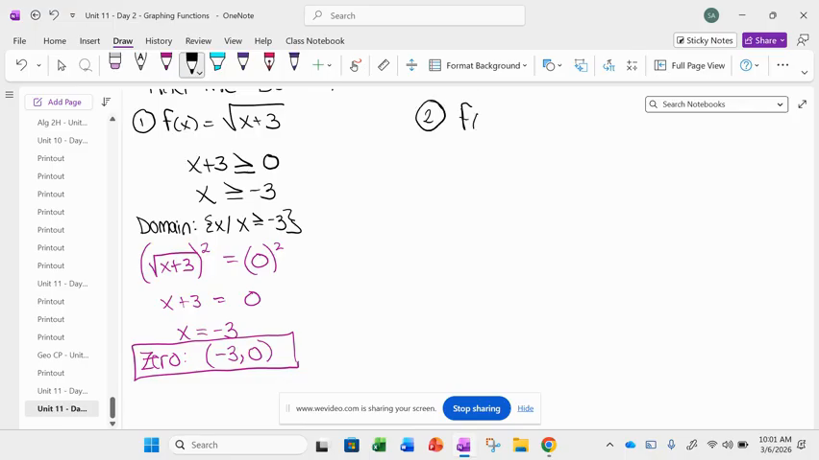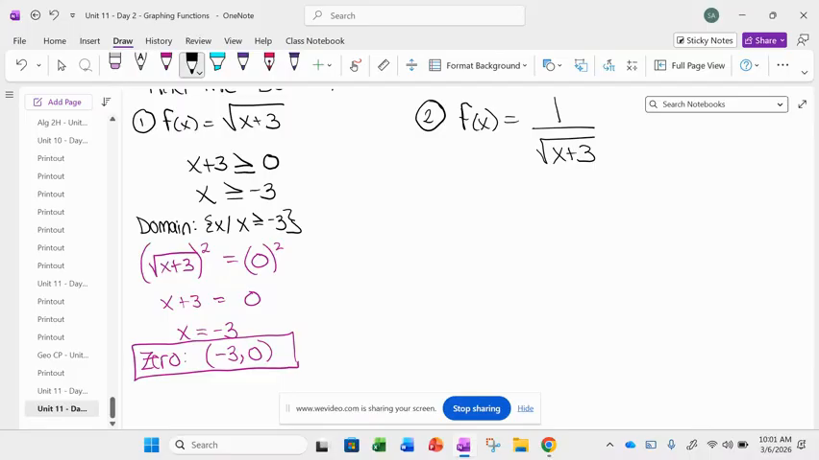Here we're going to have f of x is equal to 1 over the square root of x plus 3. Why do I always start with finding the domain before I find the zeros? Violet? Good, because that way we can check for the extraneous solutions to make sure that the zeros are within the domain that we found.